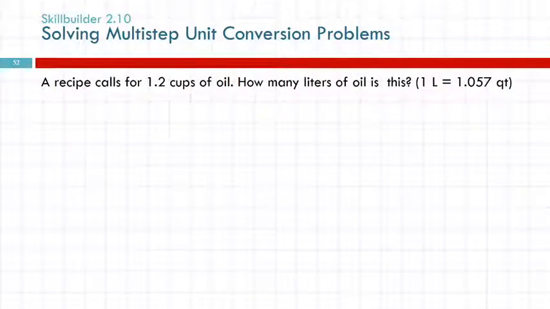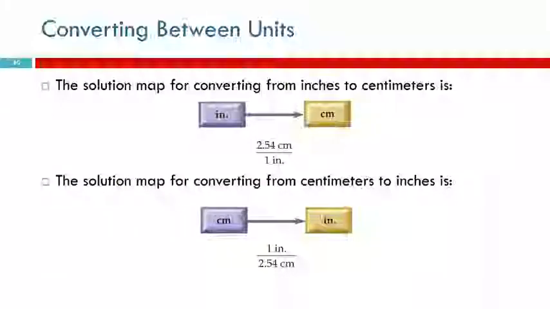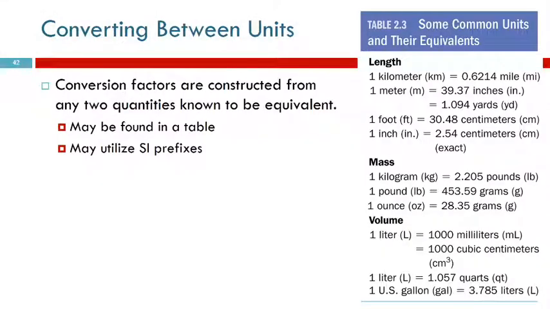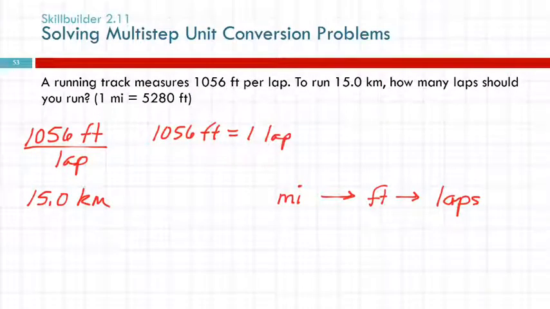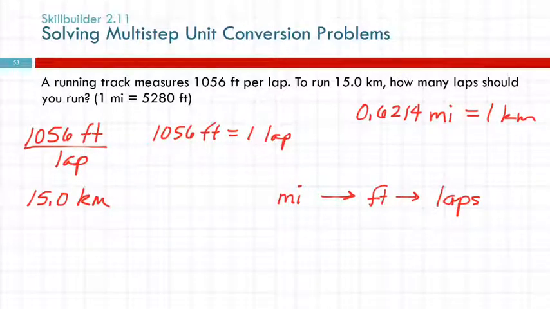Let's go back. Let's look in this table. 1 kilometer is 0.6214 miles. So we could use that. So kilometer, 0.6214. Let's see if I can remember that. 0.6214 miles equals 1 kilometer. So that's what we need to get from kilometers to miles.